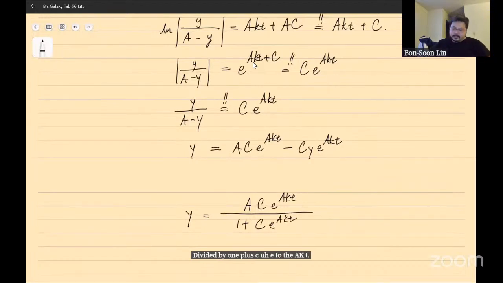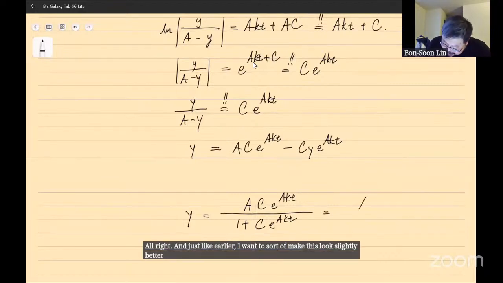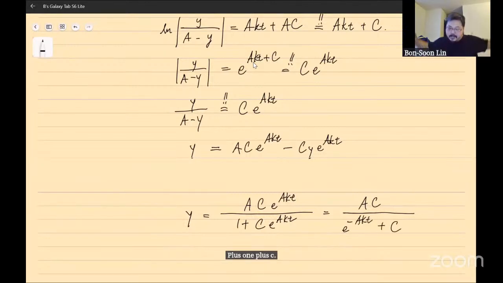All right. And just like earlier, I want to make this look slightly better. So I'll write this as AC over e to the minus AKT plus C. There we go. This is the general solution to our differential equation.